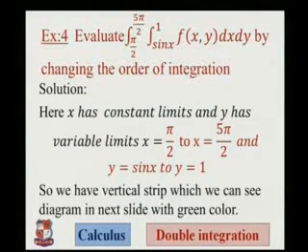Next example. Another interesting question for change of order: the integration from pi by 2 to 5 pi by 2, integration from sin x to 1 of f of x, y dx dy, by changing the order of integration. Here x has a constant limit and y is a variable limit. So we have a vertical strip, which we can see in the next slide.